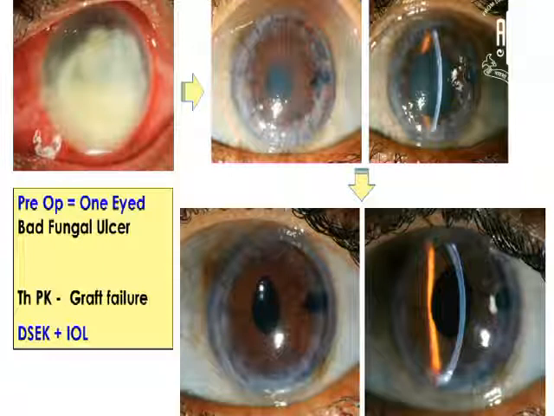We had to do a large therapeutic graft in this patient, and we knew that this graft would fail. After that graft failed, after 3 or 4 months, we did DSEK in this patient with the IOL, and this patient is doing fine over a period of the last 1.5 years. So this is an expanding indication of DSEK nowadays.